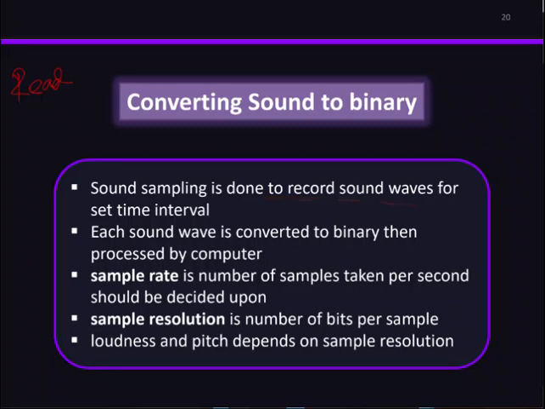We must read it several times so that you can store it in your mind. Sound sampling is done to record sound waves at intervals. The sound wave is converted to binary to be processed by the computer. The sound sample's loudness and pitch depend on the sample resolution. In the book there are some graphs and stuff like that, but no need. Just read from the book and from my notes, so that you'll be able to answer 100%.